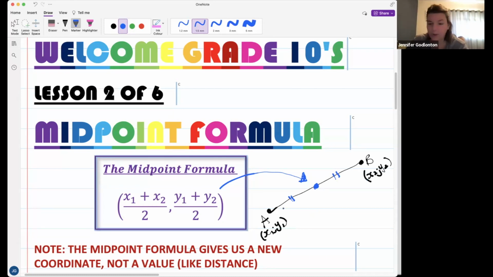Any questions before we try an example? No, it doesn't get more complicated than this. It is exactly as it is. The only thing that they can do to make it a little bit harder is by giving you coordinates of the midpoint or giving you one of the coordinates, and you've got to kind of work your way backwards. But we'll deal with all of that today, so you don't need to stress.